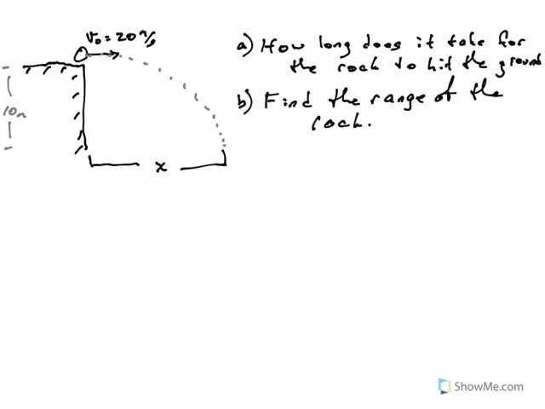In this case, let me actually do it in a different color. Let's say I want to know this distance here. So that distance is called the range. And a range generally means in physics the horizontal distance for how far an object travels.